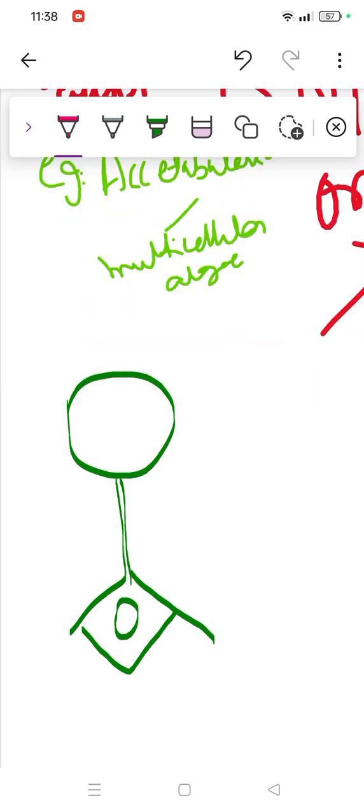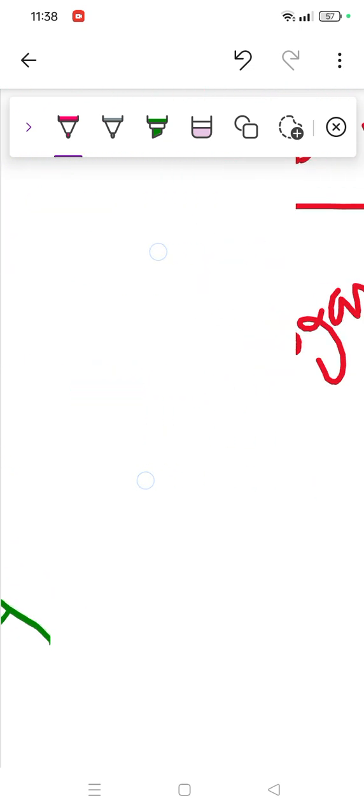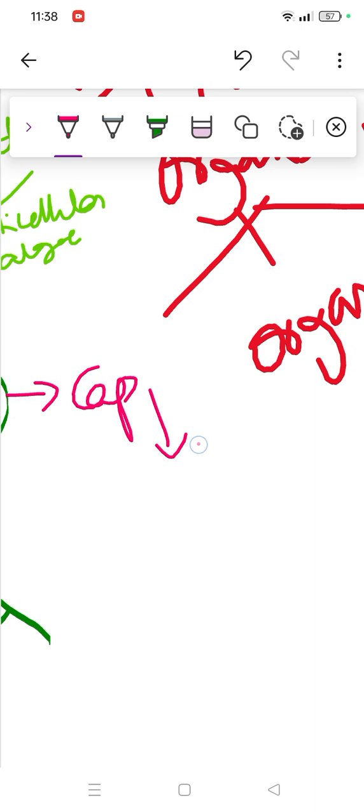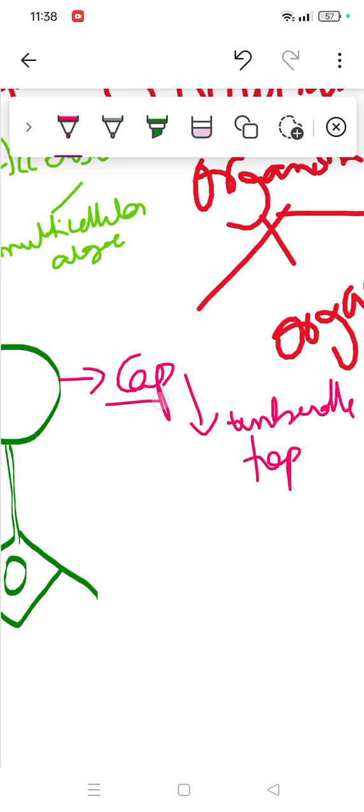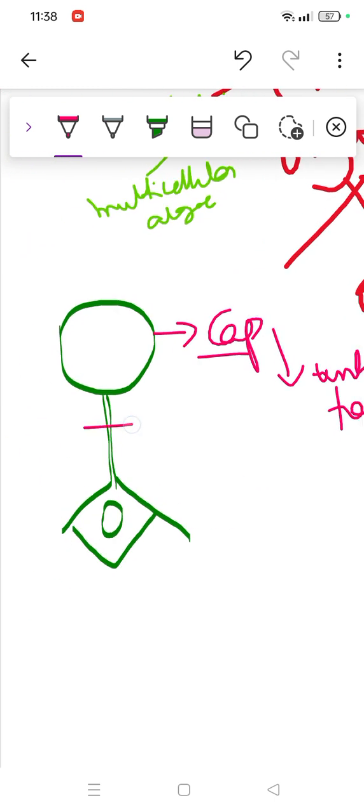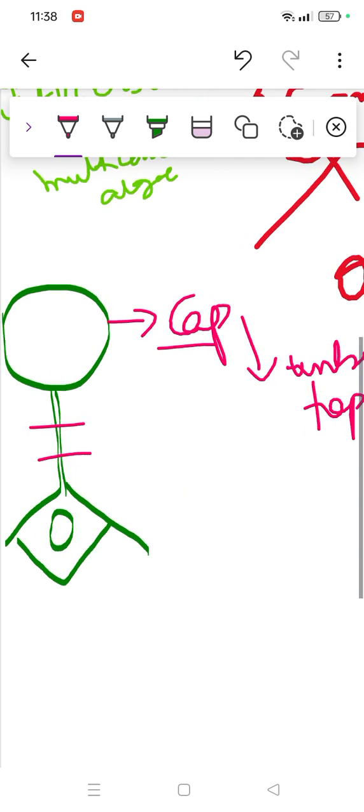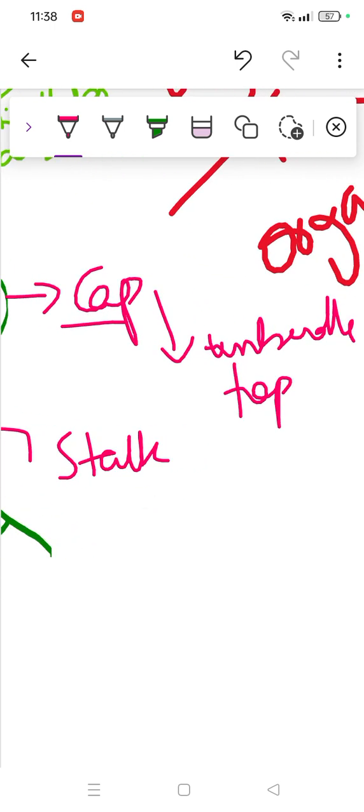The first part is called the cap. The cap is an umbrella-like structure which is present at the top. This cap has a simple regular shape, it should always be round. Then comes the second part, the middle part, called the stalk, which is a long stalk that arises from the rhizoid.